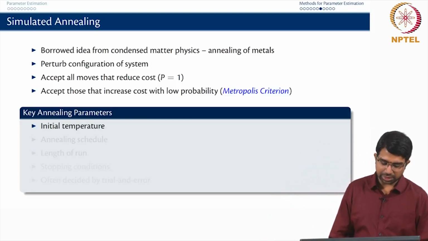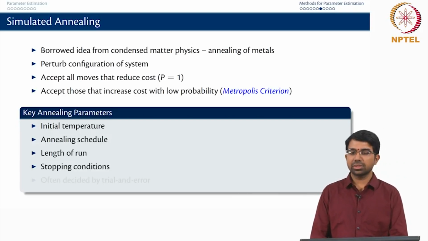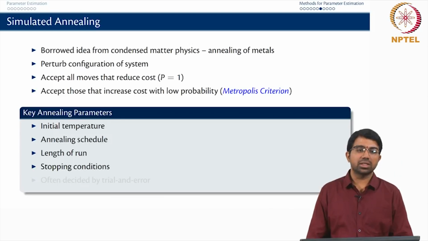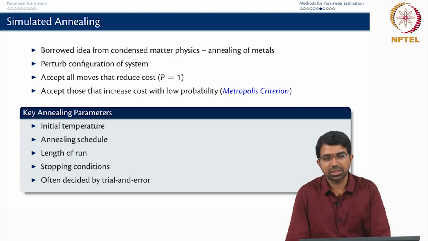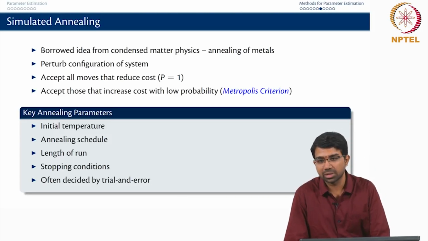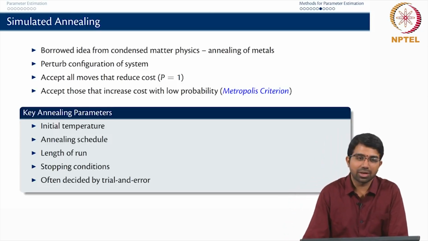So initial temperature, annealing schedule, the length of the run, stopping conditions and so on, and often these are decided by trial and error, because it is not easy to estimate these for different data sets. Maybe for a particular kind of data set, one kind of cooling schedule will work, for another kind of data set another kind of cooling schedule will work. Why would this be the case? There are a lot of local minima, we need to explore more.